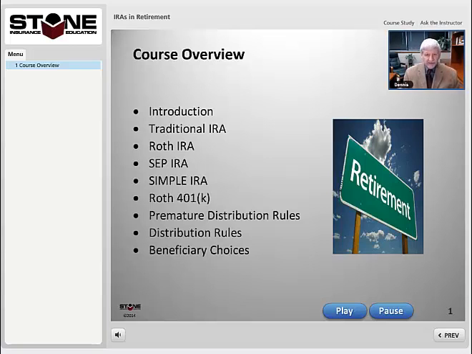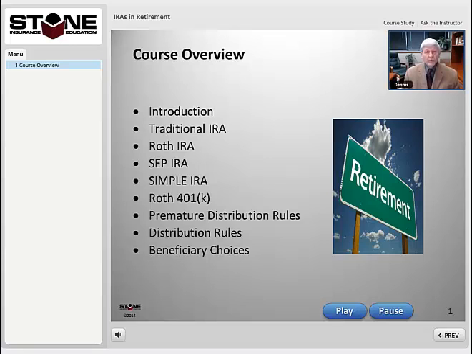All of these IRAs, traditional, Roth, SEP, and SIMPLE, the owner is going to have to start withdrawing money at 70 and a half. And we'll look at those requirements. We'll look at the minimum distributions. We'll look at those rules and take an overview of that.